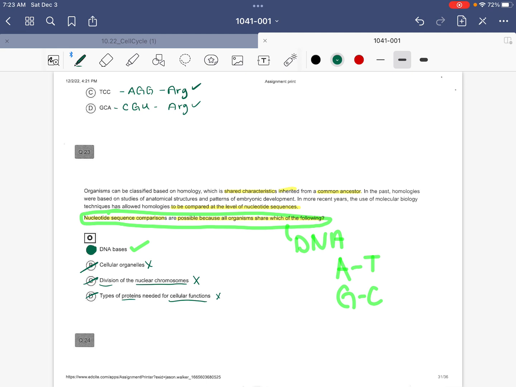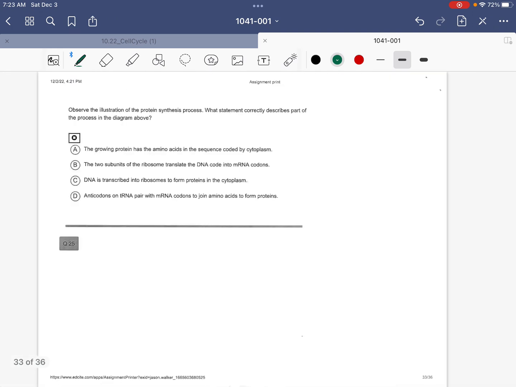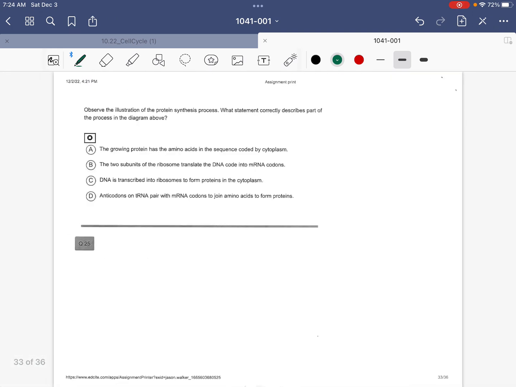So again, just process of elimination and prior knowledge should help us with this question. Ooh, here we have an image. We have transcription and we have translation occurring. So we know this is protein synthesis. Observe the illustration of the protein synthesis process. What statement correctly describes the process in the diagram above?